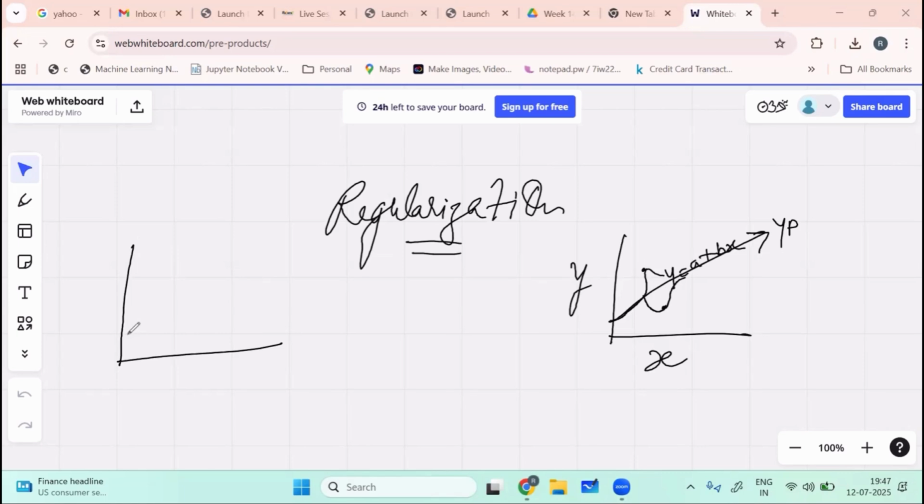Where the relationships are not straight, they are curvilinear. For example, again I have one observation here, one observation here. For meeting these two, the line should go up one time and come down one time.